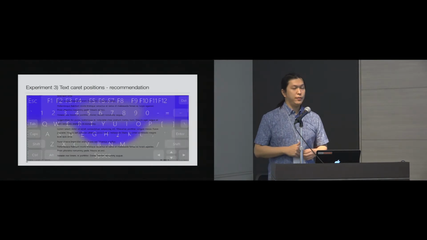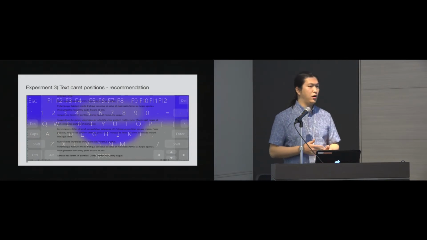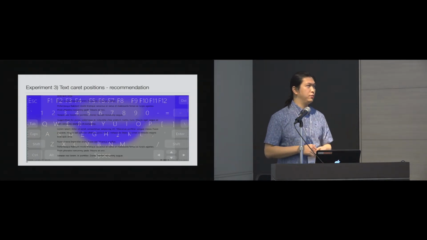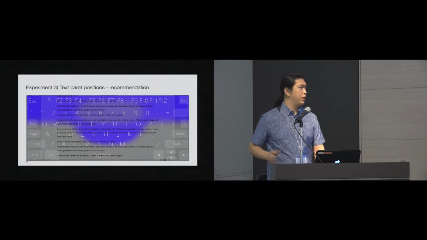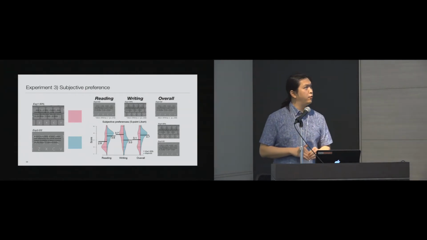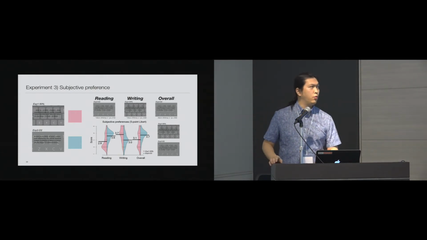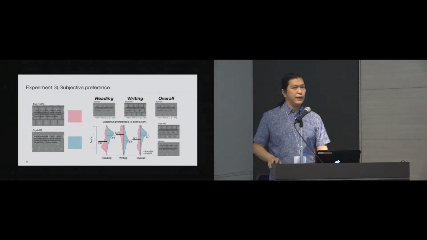So this is my recommendation for the caret position. On the blue area, it is okay to use. So in those areas, the cursor could overlap with the keyboard. And if the cursor goes beyond those positions, the program probably needs to scroll up the cursor to a more comfortable position for text entry. We also evaluated the subjective preference of the 2 designs, and in reading, the borderless design got more points, and for typing, the bordered design got more points. And overall, they liked the borderless design.